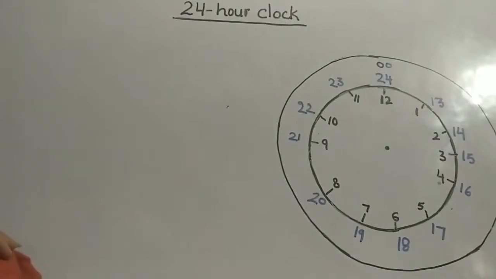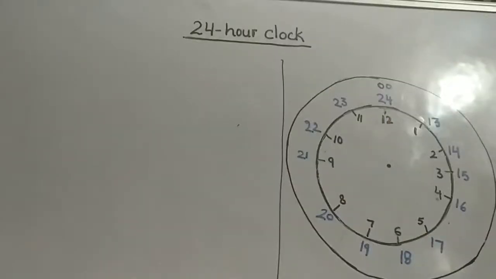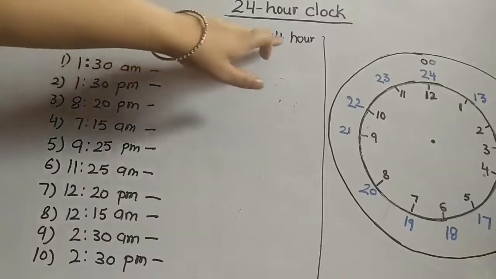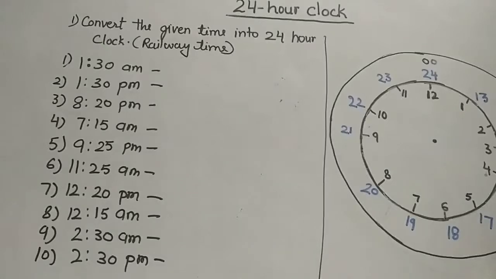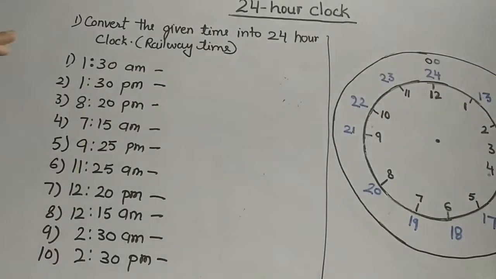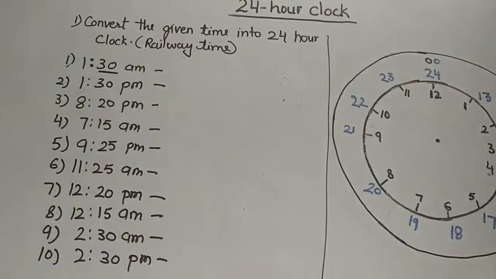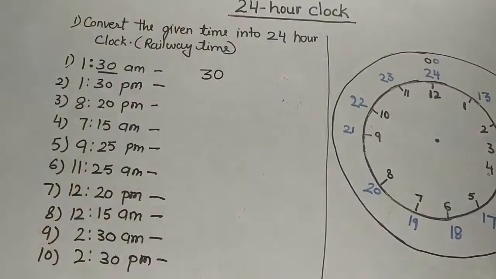So in this way we can read the 24-hour clock. So let us solve some exercises and understand it in a better way. The question is, convert the given time into 24-hour clock or railway time. Children, the 24-hour clock is also called railway time. So the first question is 1:30 a.m. As you all know, after the colon, these are minutes. We do not change the value of minutes. So directly we will write minutes to the right side. We have 30 minutes, we'll write 30 this side.